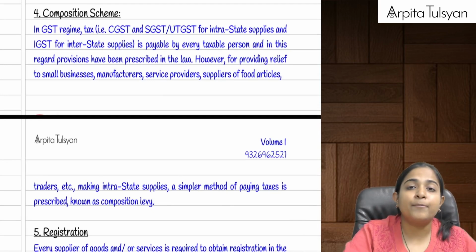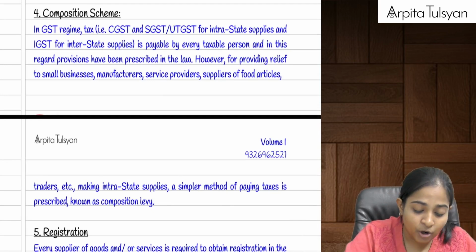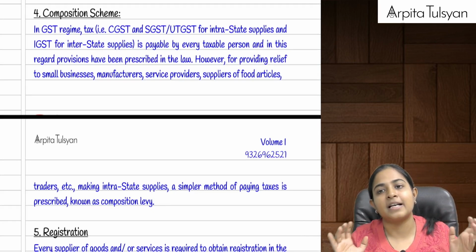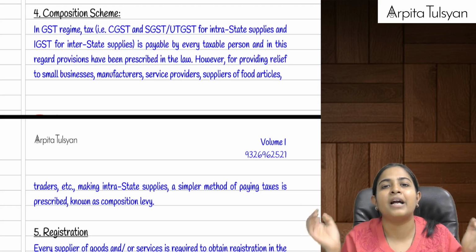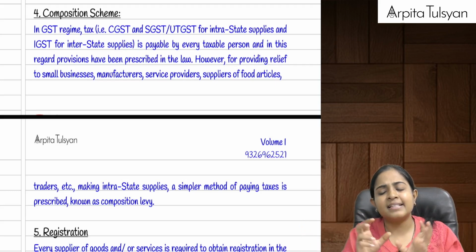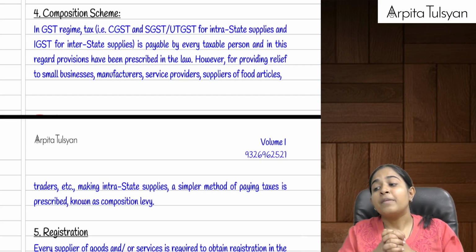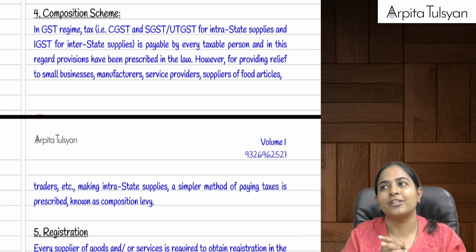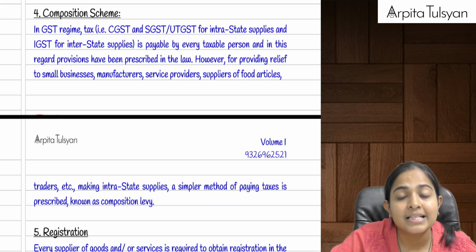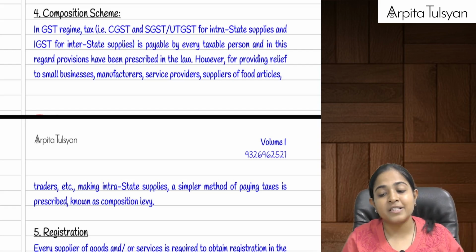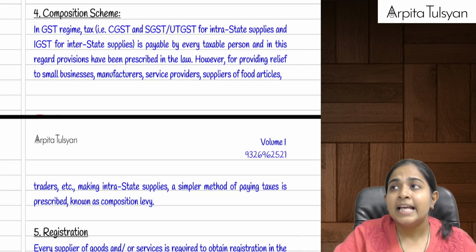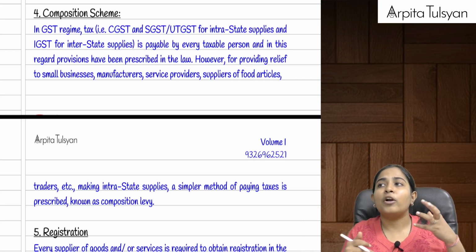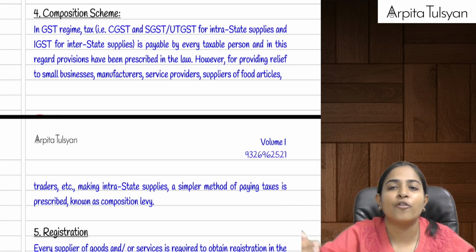Then there was a concept of composition scheme which was introduced under GST. Obviously the purpose under GST is to bring more and more people under the purview of GST. But then there are some small taxpayers also. So they have introduced a scheme called the composition scheme for small taxpayers, which we will study in detail in further chapters. In this case, they are not required to maintain full-fledged details about their sales and purchases, and they are not required to follow this entire scheme of chain of credits, etc.